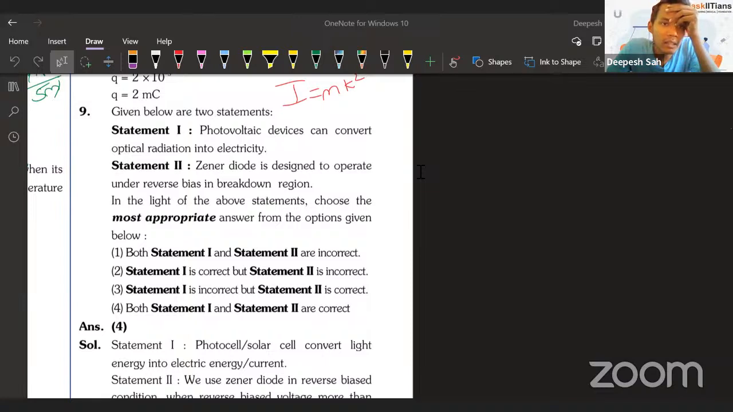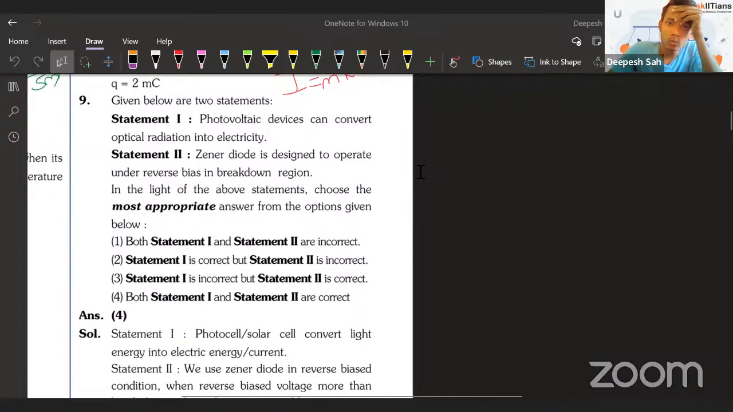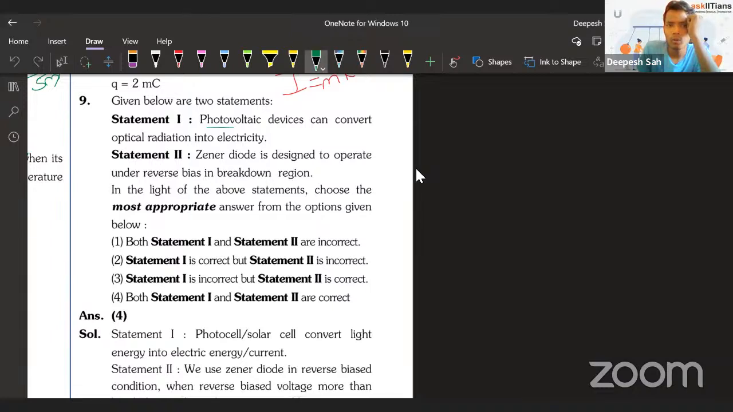Photovoltaic devices can convert optical radiation into electricity. Exactly, this is 100% correct. Why? What are photovoltaic devices? You can actually talk about what? A solar cell. When we talk about a solar cell, what is it doing? It is taking the energy of the sun and then converting it into electricity. This is the work of a solar cell.